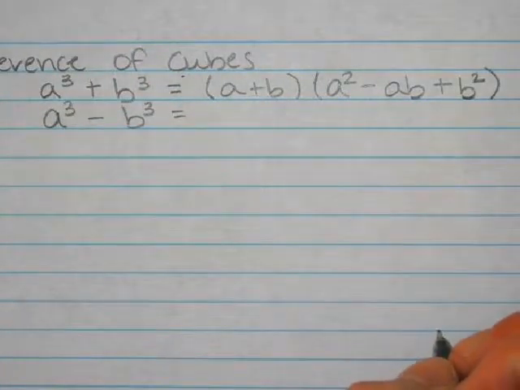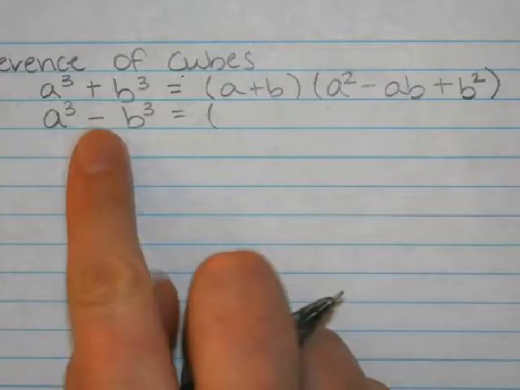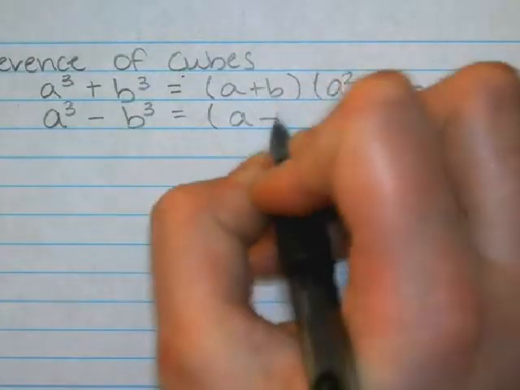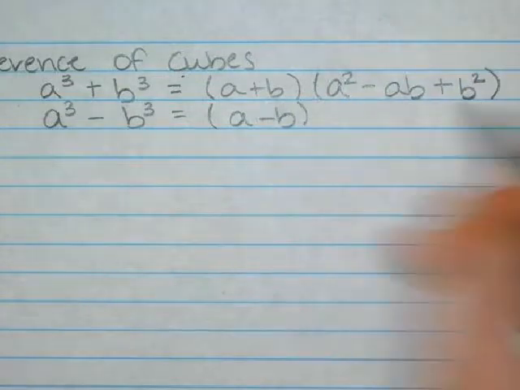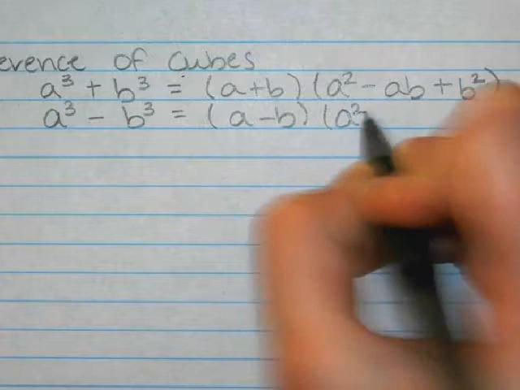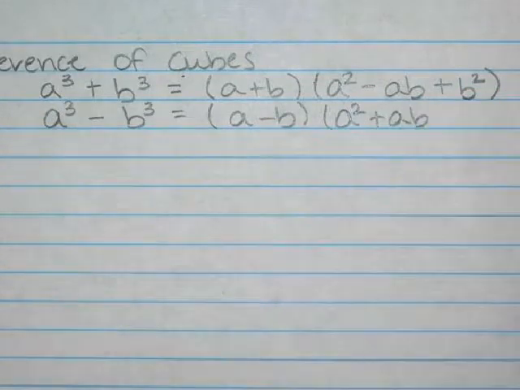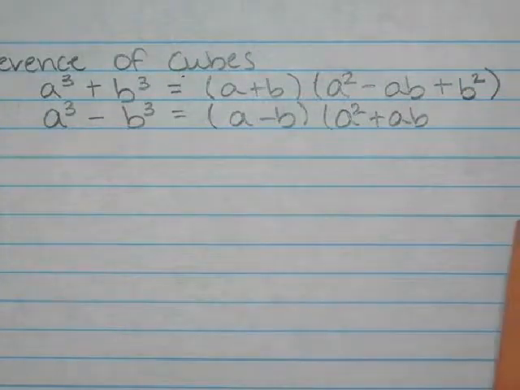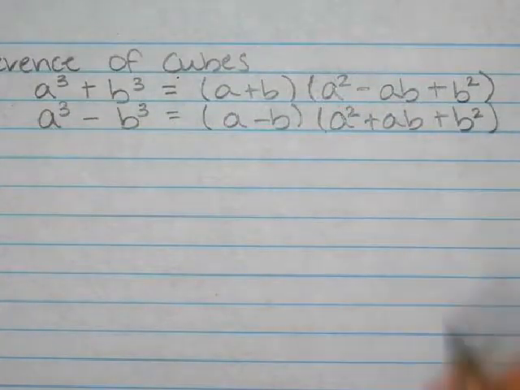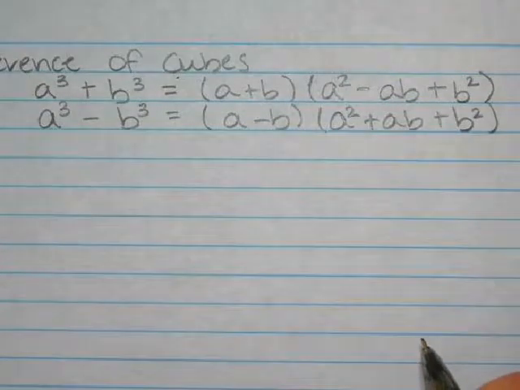Now we're going to apply SOAP to the second formula. So if we start with a negative sign, and the S is what we have first, that means we keep the same sign, so we're going to say A minus B. And then we have O for opposite sign, so we're going to say A squared plus AB. And then we have AP for always positive, so we're going to say plus B squared. And those are the formulas that we use for sum or difference of cubes.